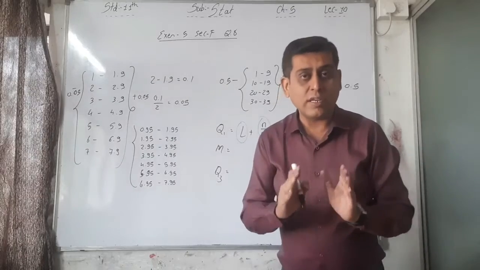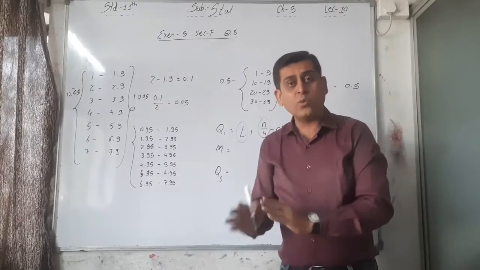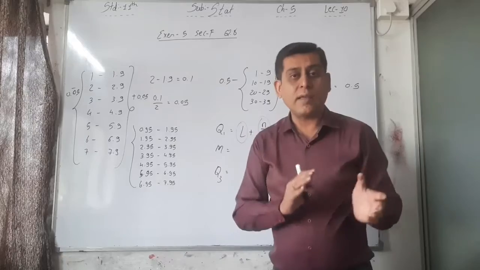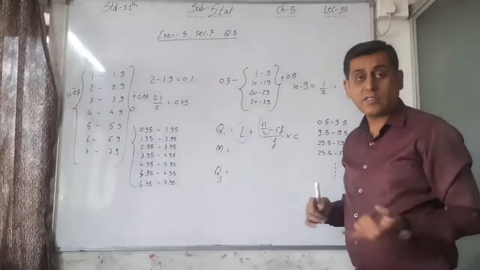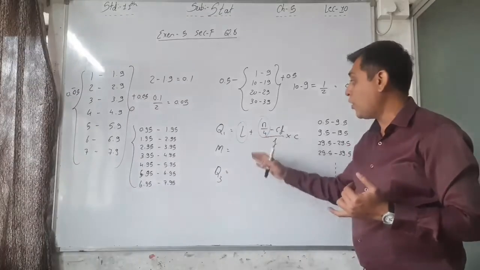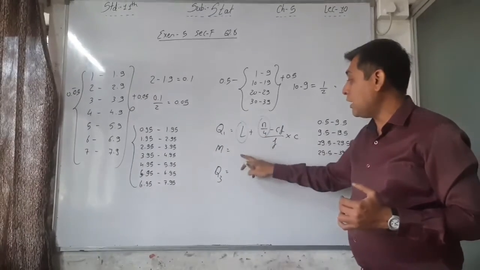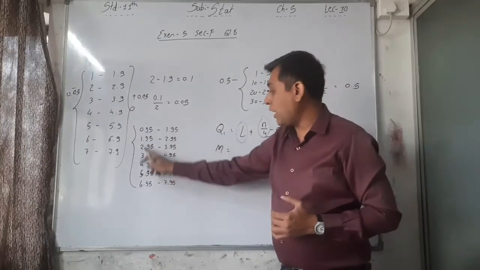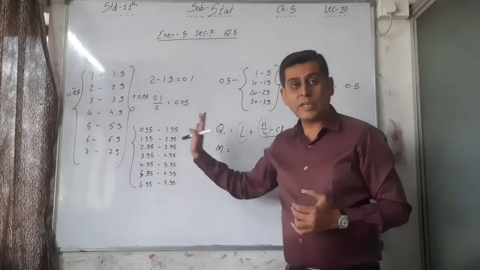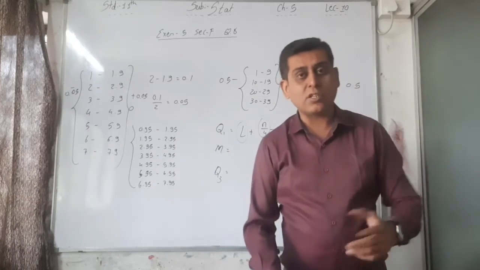Otherwise all the values are equal and all the formulas are the same. That's why you can now find the remaining answers, Q1, Q2 and Q3, easily. Only be careful while taking L in this formula. You have to take L from these. So please write these down, and your 8th sum is also over.